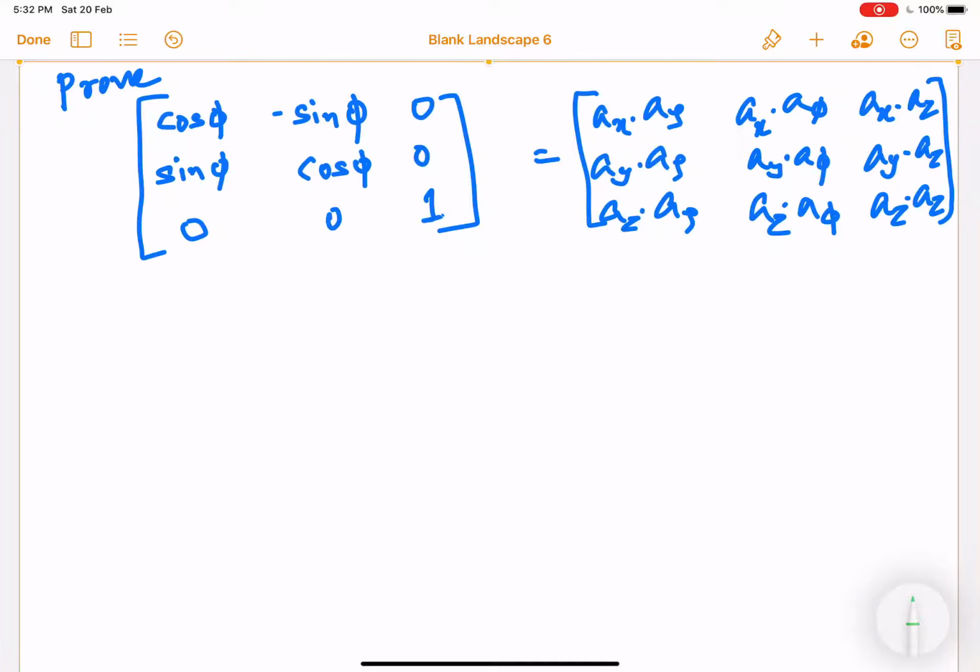In this question, we have to prove that this matrix is equal to this matrix. So how will we do that? Well, we need to find these terms which are given over here. Basically, ax cap dot a rho cap, as we had seen in the previous video, is equal to the cos of the angle between them because their magnitudes are 1.